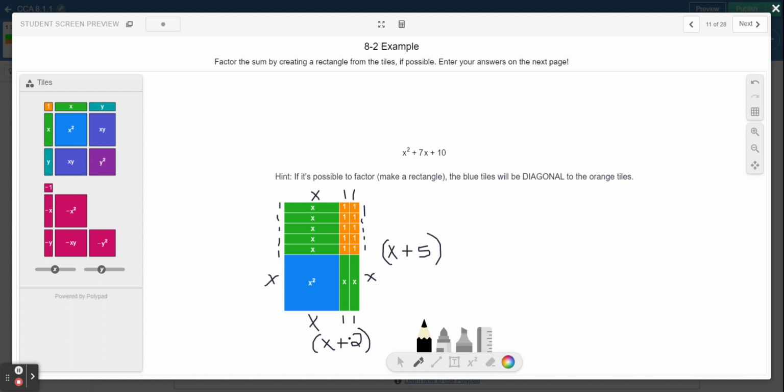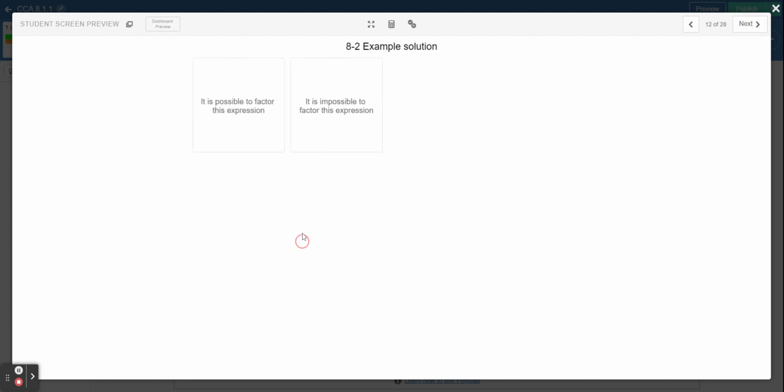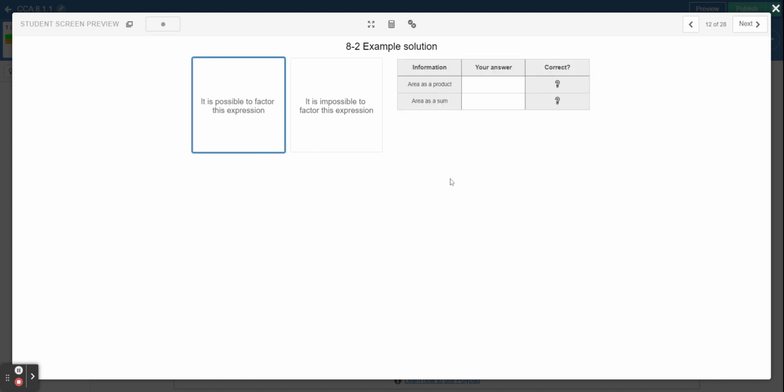So I'm going to see. I'm hoping that that means x plus 2 times x plus 5, right? Length times width is going to equal the sum. So I'm going to go over here. I'm going to claim that it's possible to factor this expression, and then it's going to ask me to enter that. So area is our product.